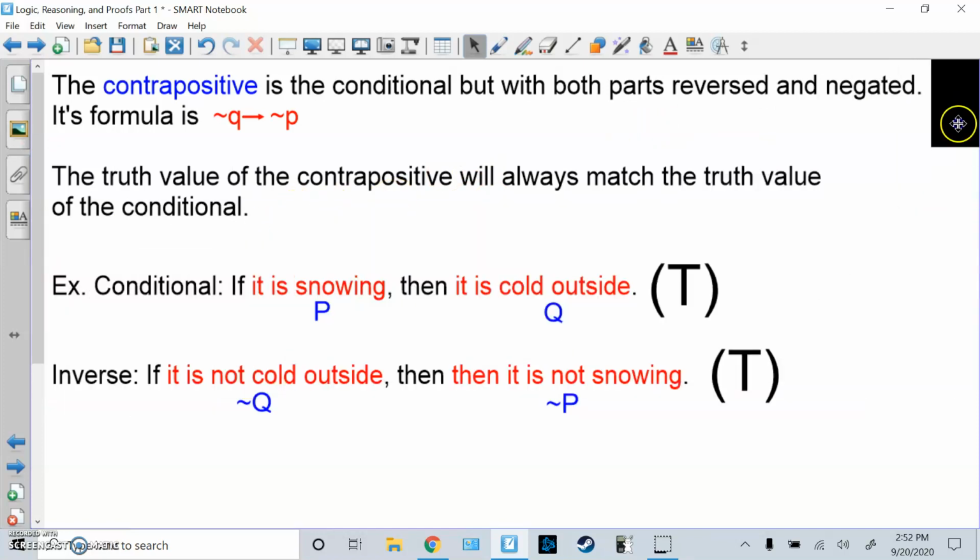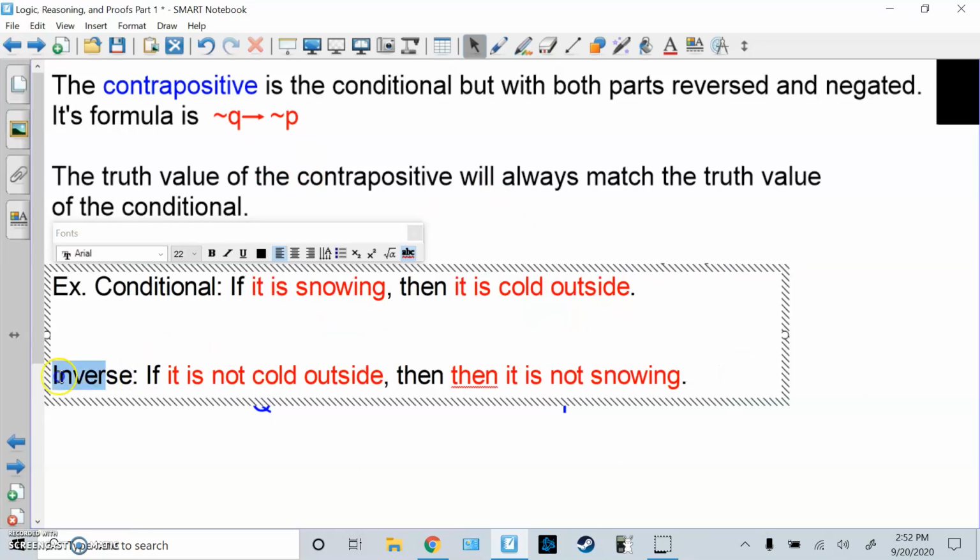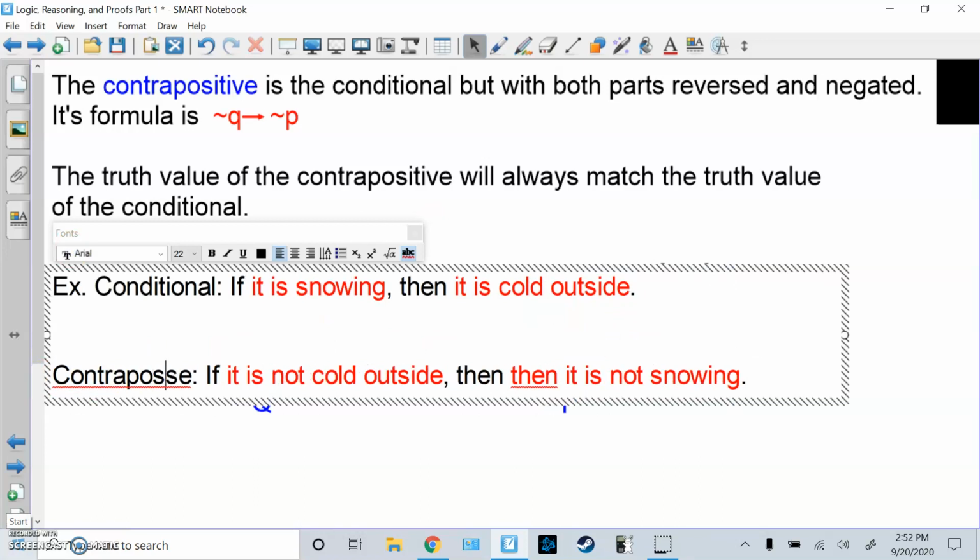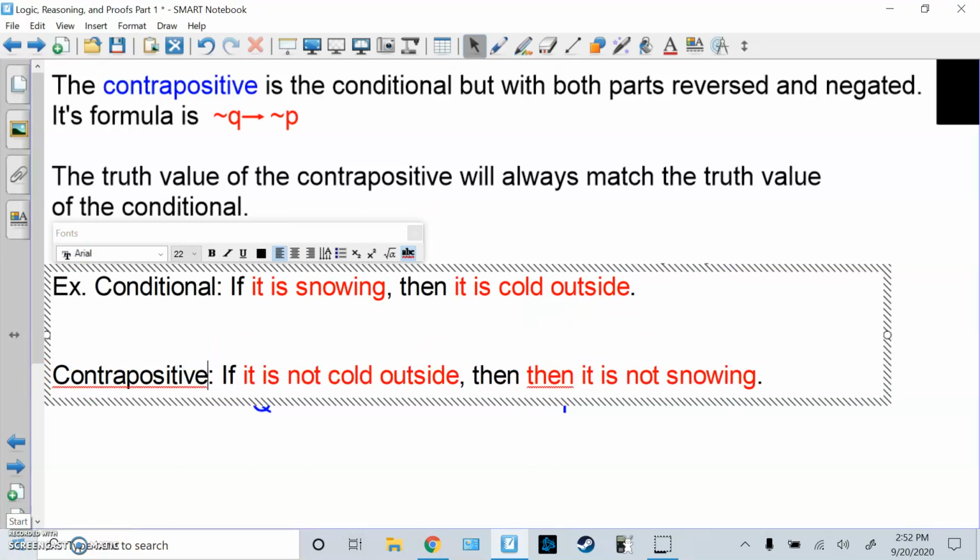So here's an example. If it is snowing outside, then it's cold outside. That's true. So if it's snowing, can you tell me it's cold? Yes, you can guarantee that. What if I do the contrapositive?